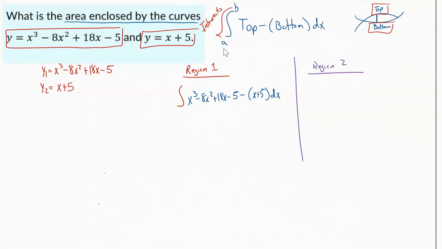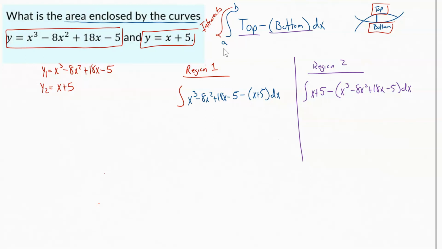And when we looked at region 2, these two things flip-flopped position. So in region 2, the x plus 5 graph is on top, and we're going to subtract off of that again, so minus parentheses this entire equation, 18x minus 5 dx. So we have set up now our top minus bottom. That's the first thing we want to do.